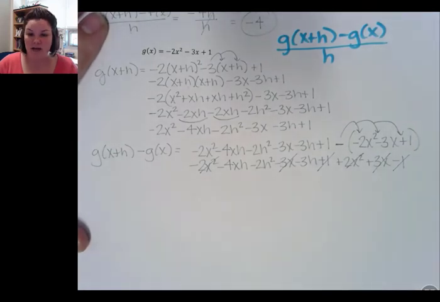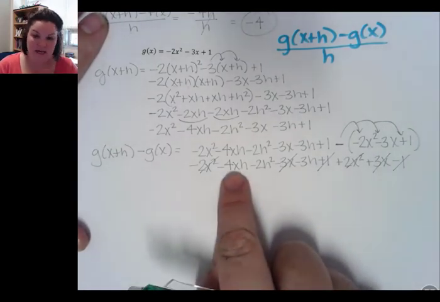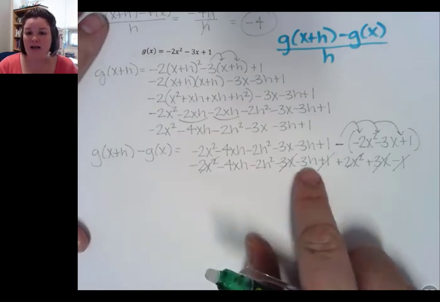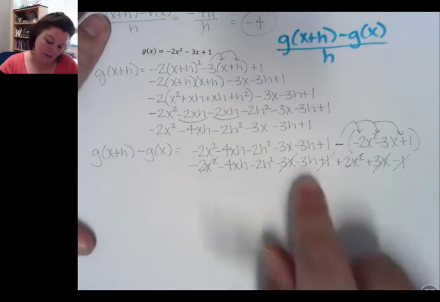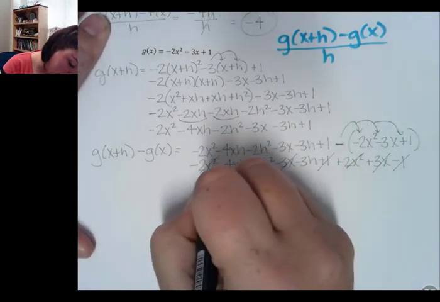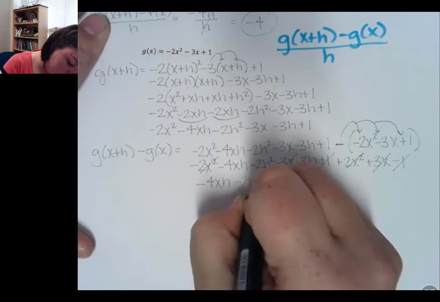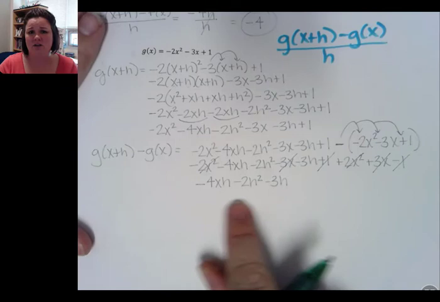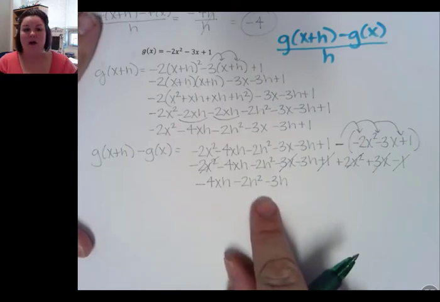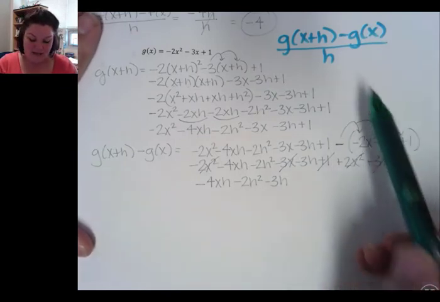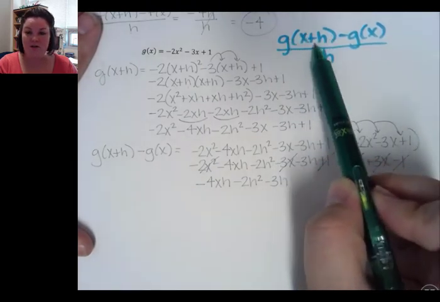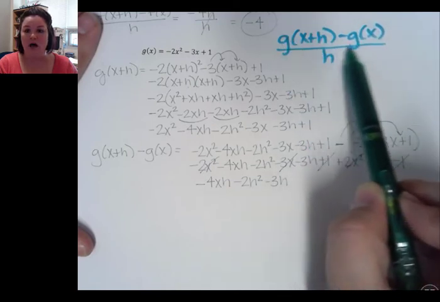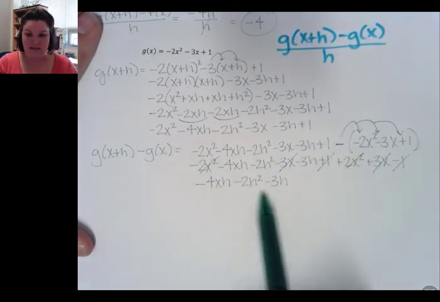Okay, so all I should be left with is my negative 4xh term, my negative 2h squared term, and my negative 3h term. Okay, so this leaves me with negative 4xh minus 2h squared minus 3h. Okay, and none of these are like terms, so I just leave it written like that. All right, so we completed step 2. We plugged in x plus h into our original. Now we have subtracted off our original. So we know this whole top part is equal to this, right?